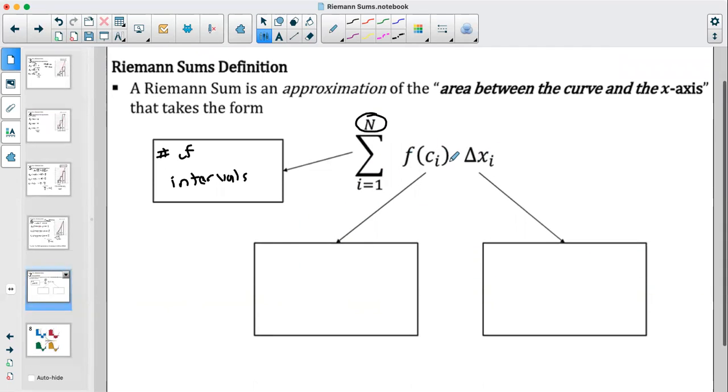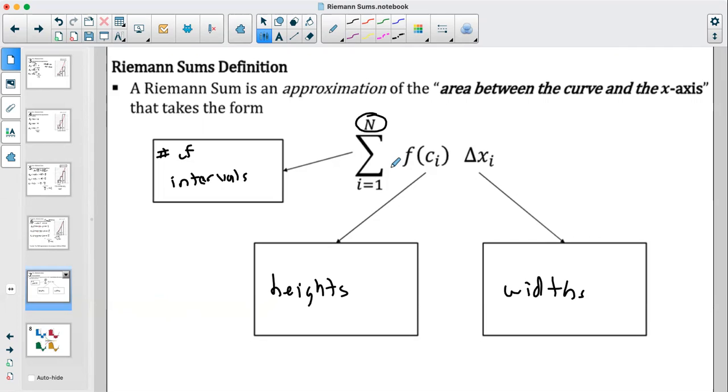This f of c, this f of x, these are going to be the heights. And this delta x, these are going to be the widths. And that's what this is. The Riemann sum is just a sum of a bunch of areas of rectangles. So I don't want you to get thrown off by the sigma notation or by the word Riemann, which is just some dude's last name. Just understand that a Riemann sum is a sum of areas of rectangles.